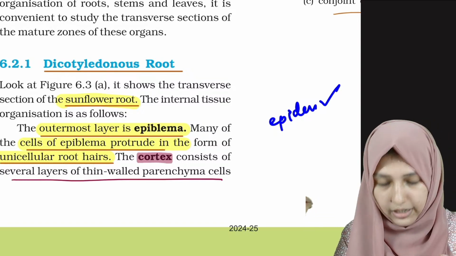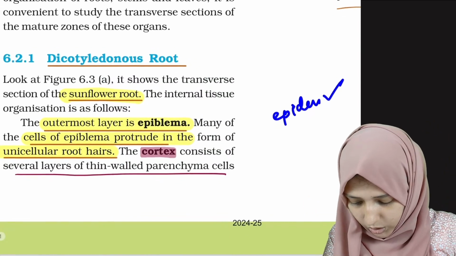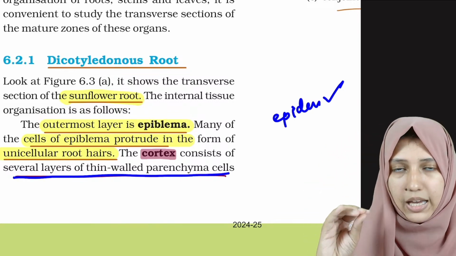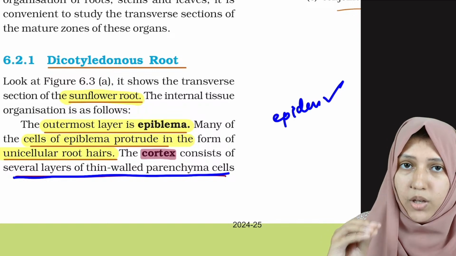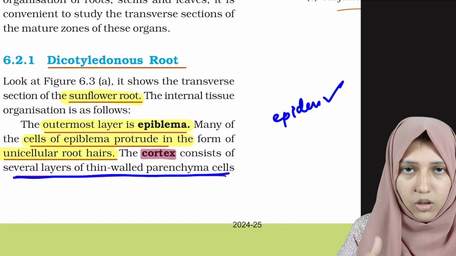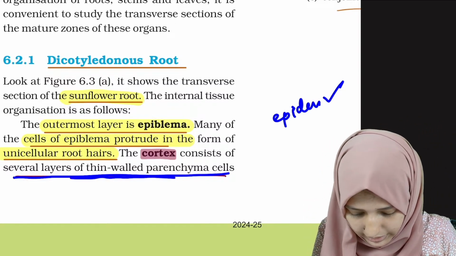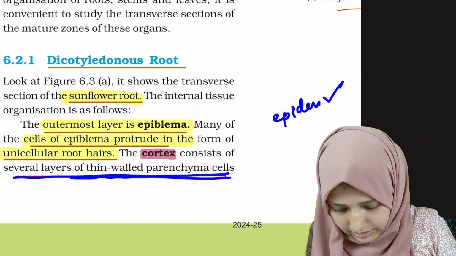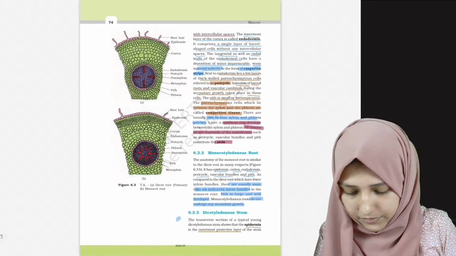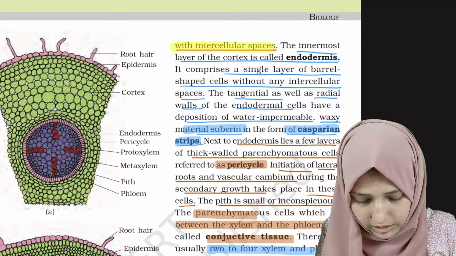Ground tissue starts with the cortex. The cortex will consist of several layers of thin-walled parenchyma cells. As we have discussed, the ground tissue is formed of simple cells: parenchyma, collenchyma, sclerenchyma. So here in dicot root, it will have several layers of thin-walled parenchyma cells with intercellular spaces.